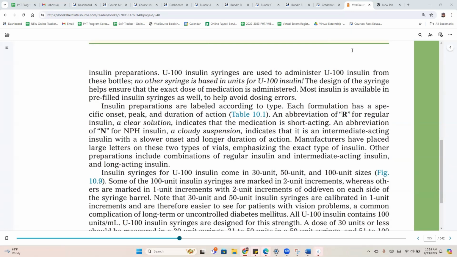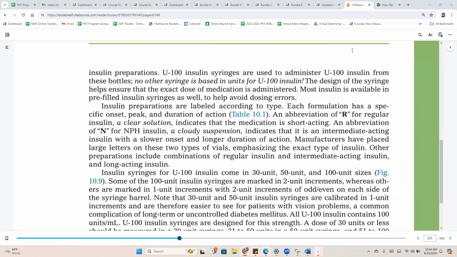Manufacturers have placed large letters on these two types of vials, emphasizing the exact type of insulin. Other preparations include combinations of regular insulin and intermediate acting insulin and long acting insulin. Insulin syringes for U100 insulin come in 30 unit, 50 unit, and 100 unit sizes. Some of the 100 unit insulin syringes are marked in 2 unit increments, whereas others are marked in 1 unit increments, with 2 unit increments of odd and even on each side of the syringe barrel.